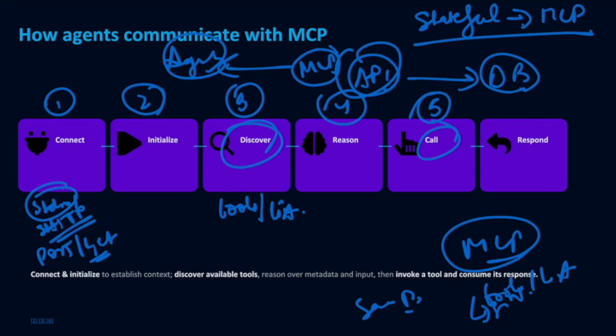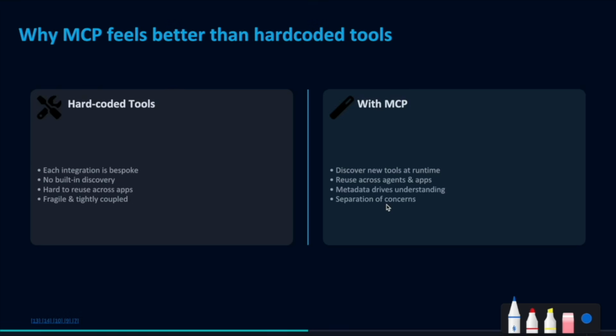Okay, next step is return structured results. This is the phase where the MCP server actually returns back the response, and that response will be further processed by the LLM and returned back to the user, whoever has invoked the agent. Okay, I hope that is making sense. Let's move on to the next slide.